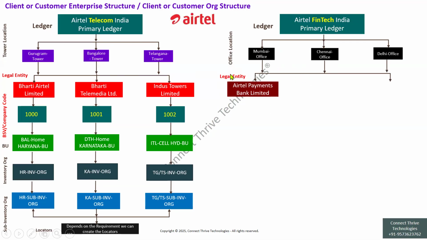They want to maintain each nature of business with two different books. That is the reason why there is one primary ledger for the telecommunication business and another primary ledger for the fintech business. That's where we can segregate the primary ledgers, or divide the books, and maintain different legal entities, different BUs, different inventory, sub inventory, and locators. So in this example, Airtel has a fintech business. That's the reason why I created an Airtel Fintech India Private Limited primary ledger. Under that primary ledger, I created location-based business units, based on the locations where they have offices.